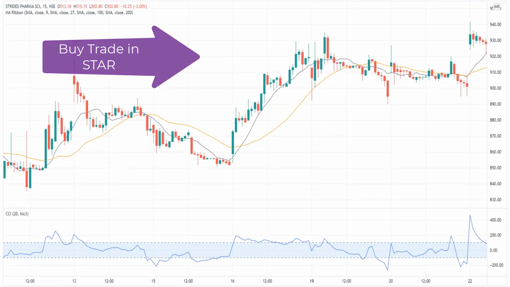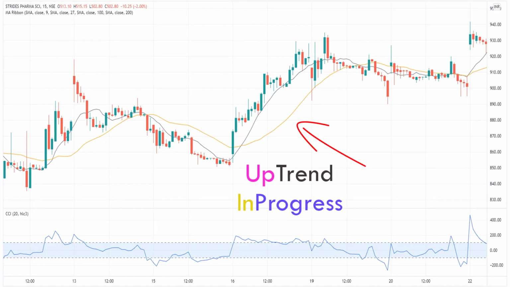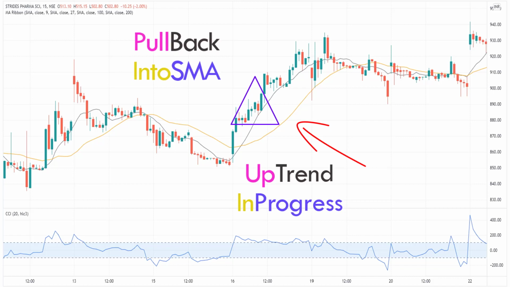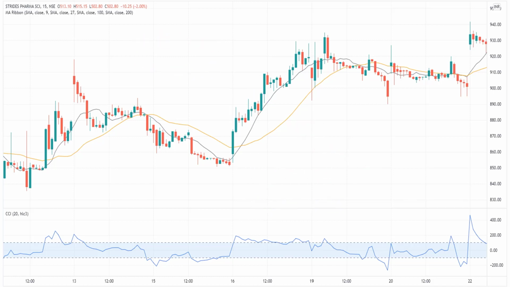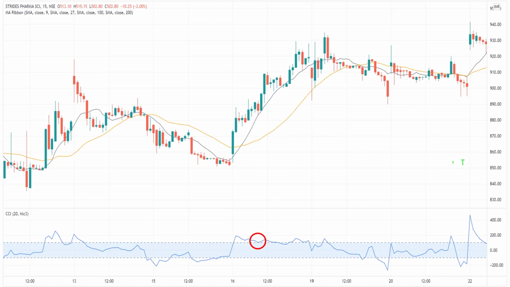And here in our next example, we have a long trade in Strides Pharma. The price here is in an uptrend, and we see a pullback into the moving average. So this satisfies our step 1 and step 2. But for step 3, there is a slight change in this CCI signal because the CCI here doesn't break out of the plus 100 zone, but instead it is just taking support at the plus 100 zone.